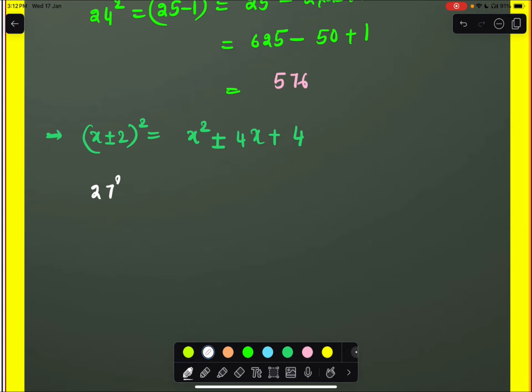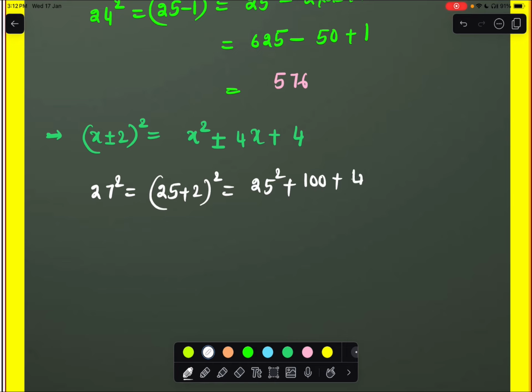Suppose I want to calculate the 27 square value. So I can assume 25 plus 2 whole square. So a square, 25 square, we will write. 2ab value, 2 into 25 into 2: 2 into 25 is 50, into 2 is 100, plus 2 square value, equal to 4. So if we simplify, 25 square value is 625, plus 100 value, so 725, plus 4 will get 729.